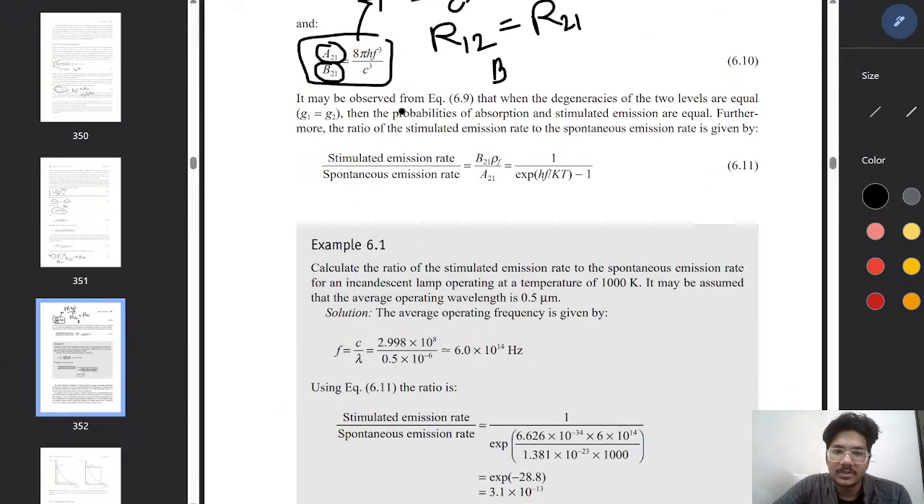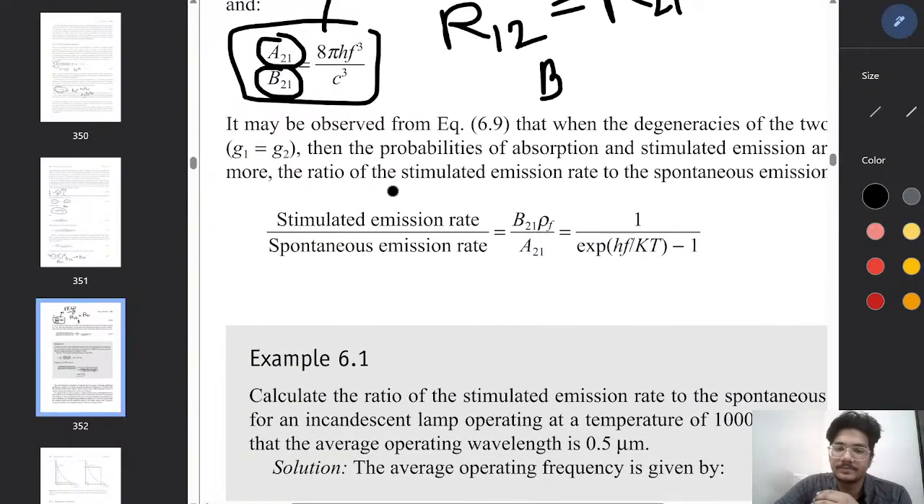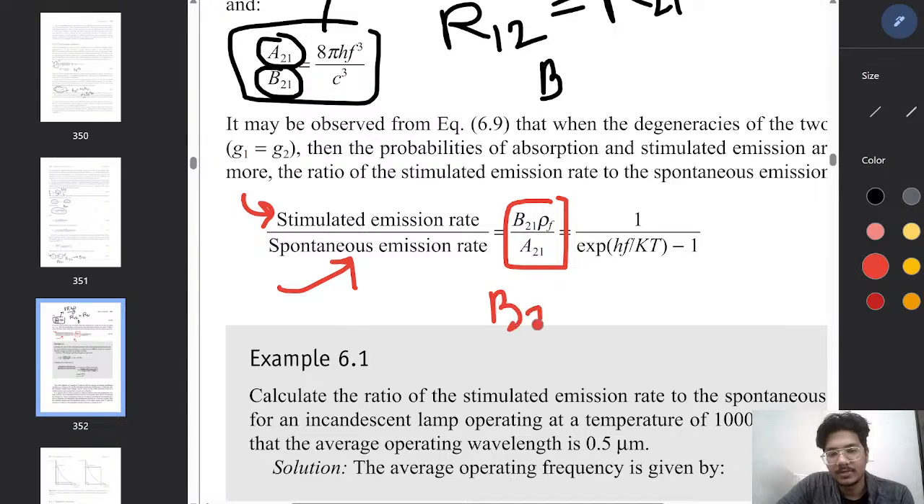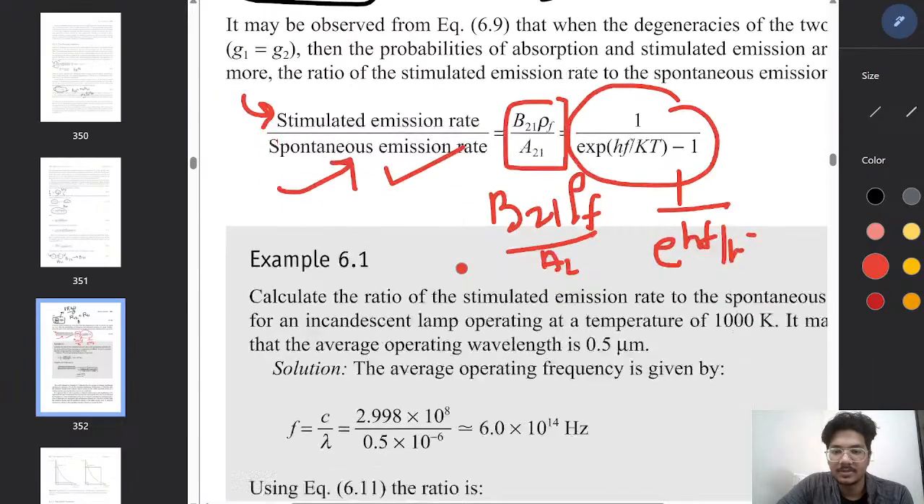Based on how the question is framed, the ratio of the stimulated emission rate divided by the spontaneous emission rate is b21 rho f divided by a21. So we can write it as 1 over e to the power h f by kT minus 1. This one is clear.